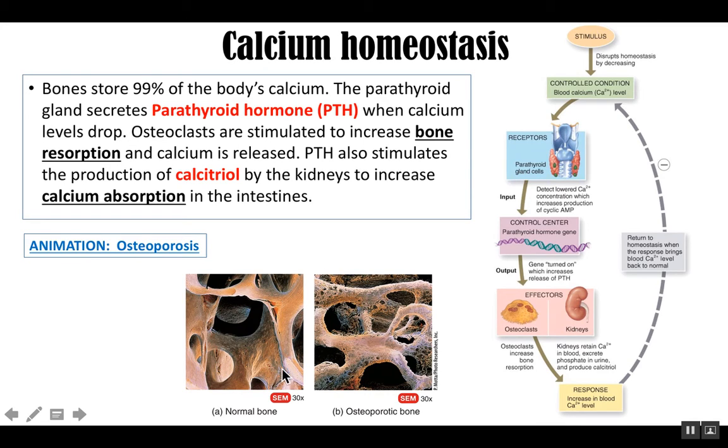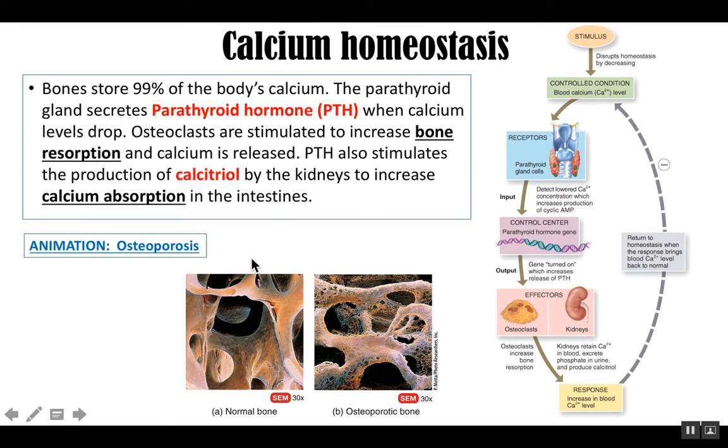So notice here is an image of normal bone. Notice that this is spongy bone. Osteoporosis really affects that spongy bone much more significantly than compact bone. But if we're going to this bone and extracting calcium from it over a long period of time, it develops these little pores, and we call that osteoporosis. There's a really good animation on Canvas discussing osteoporosis again.